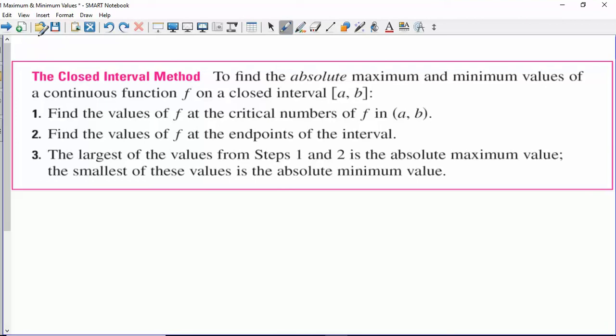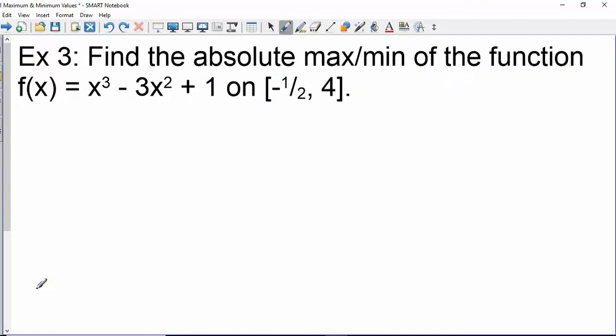Right? So we know we can look at a graph and find all of them. If I want absolute maxes or minimums, we have to take all the critical points and the endpoints. Those are the places where they could happen. Put them into the function. Biggest value is the max, smallest is the min. So let's try one of those. I want the absolute maximum and minimum of this function on the interval -1/2 to 4.